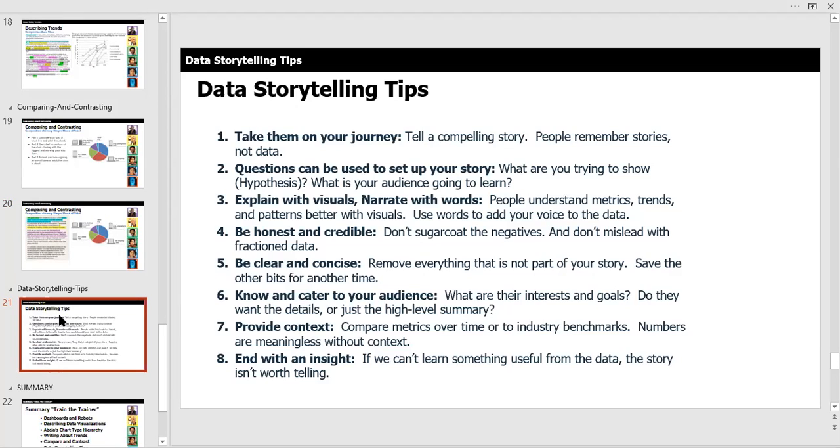Be clear and concise, remove everything that's not part of your story. Know and cater to your audience. What are their interests and goals? Do they want the details or just the high-level summary? Again, that's pretty standard stuff when you're communicating to executives.